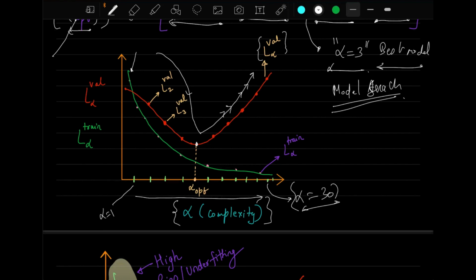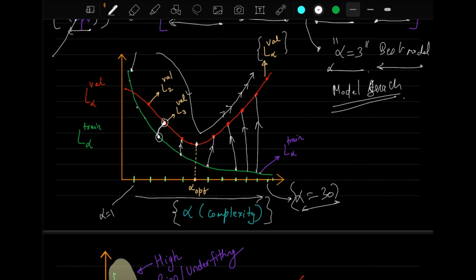So each and every value of training, each and every value of this line, is evaluated correspondingly. L3 is actually used to calculate this validation loss. So all these points are mapped. Whenever you take this point, at the same time you will evaluate this particular point. So all these points will be mapped together.